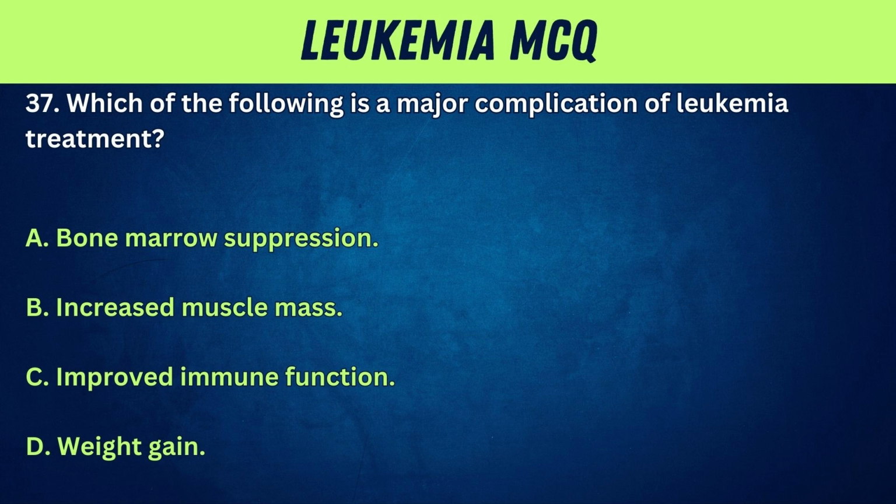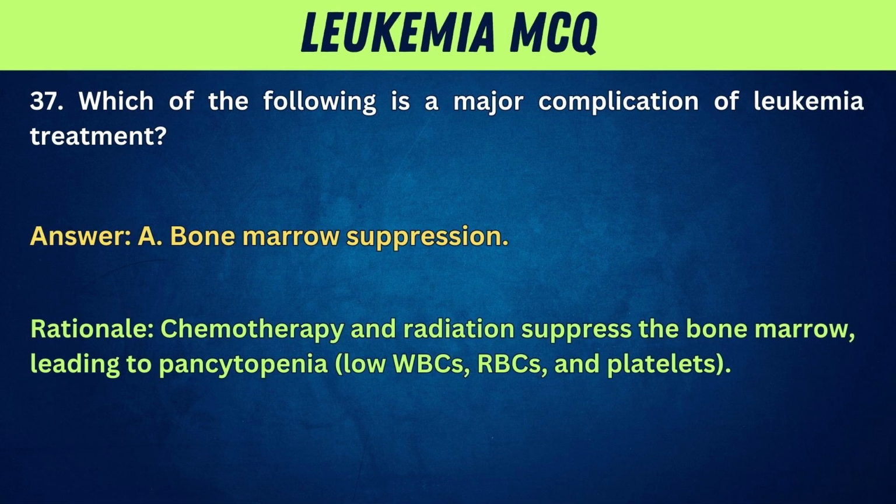37. Which of the following is a major complication of leukemia treatment? A. Bone marrow suppression. B. Increased muscle mass. C. Improved immune function. D. Weight gain. Answer: A. Bone marrow suppression. Rationale: Chemotherapy and radiation suppress the bone marrow, leading to pancytopenia: low WBCs, RBCs, and platelets.